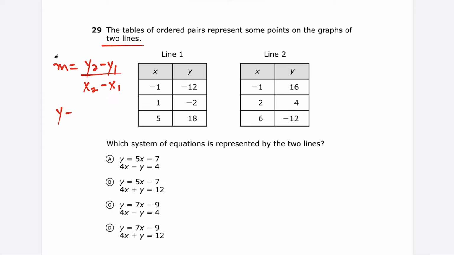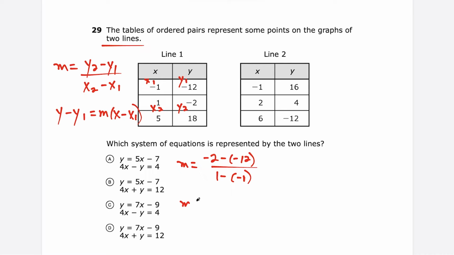Okay, so this is one formula to know. And then I could also use the formula y minus y1 equals m times x minus x1. Okay, the point slope form equation. You could also use y equals mx plus b, but I prefer to use this one. So here, I'm just going to pick any 2 points, and I'm going to call them x1, y1, and x2, y2. All right, so the first thing I'll do for line 1 is find the slope between those 2 points. So I'm going to have negative 2 minus negative 12, and I'm going to divide by 1 minus negative 1.